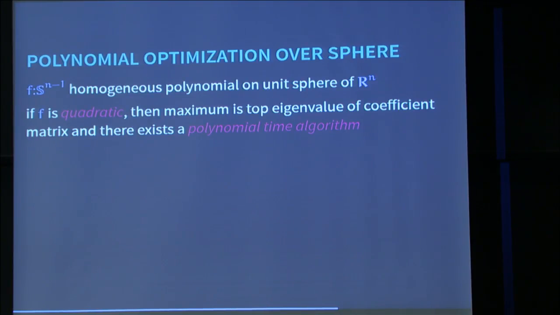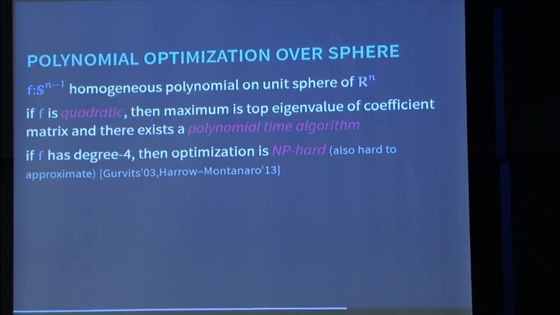Okay. Right, so suppose we have a homogeneous polynomial, and we think of it as a function on the unit sphere, and we want to maximize it. If f is a quadratic polynomial, then the maximum value is just the top eigenvalue of its coefficient matrix, and we can do this maximization in polynomial time. However, if f is a degree 4 polynomial, then in general this problem becomes NP-hard, and it is also hard to approximate.